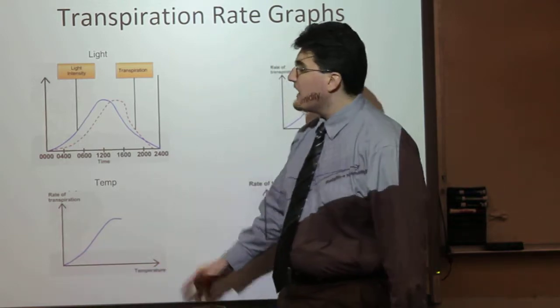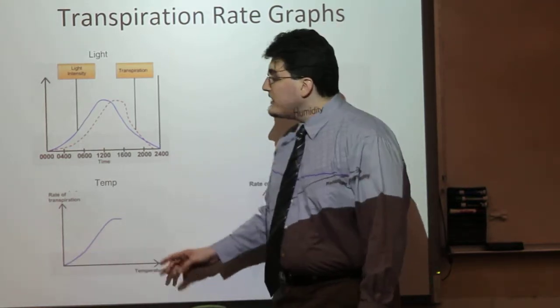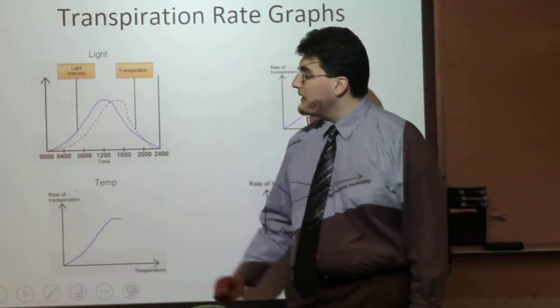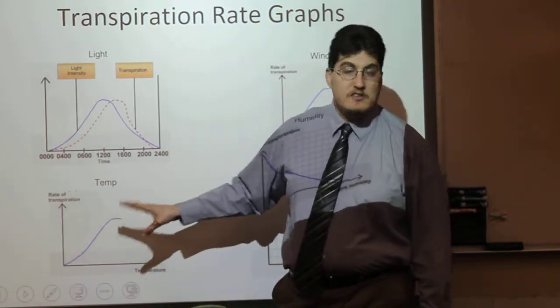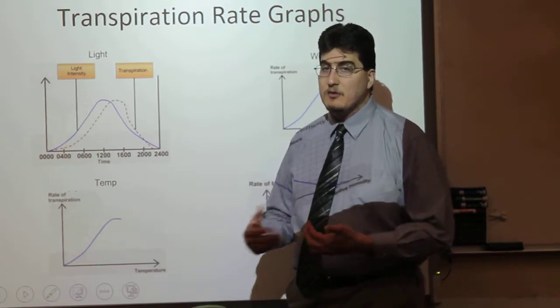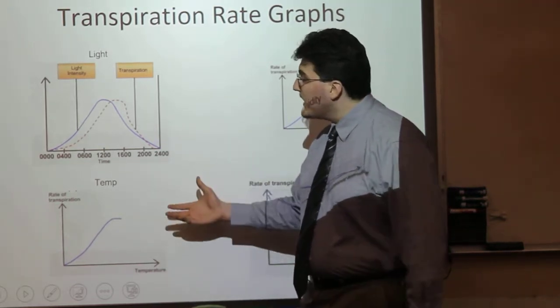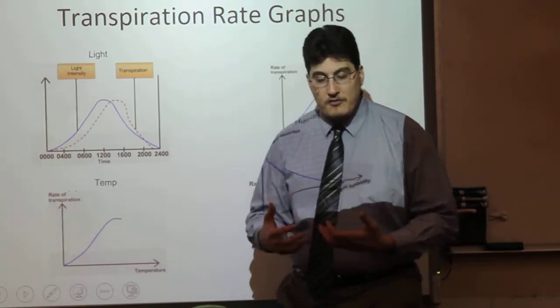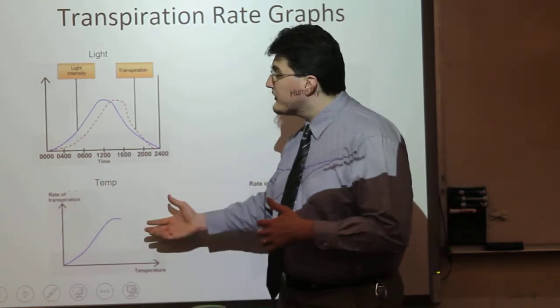Now, in our temperature curve right over here, we have our rate of transpiration on the y-axis and our temperature on the x-axis. As our temperature increases, our rate of transpiration is going to increase until we hit a stopping point. Now this looks familiar. This is going to look like an enzyme kinetics graph. This enzyme kinetics-like graph is not a result of enzymes though.